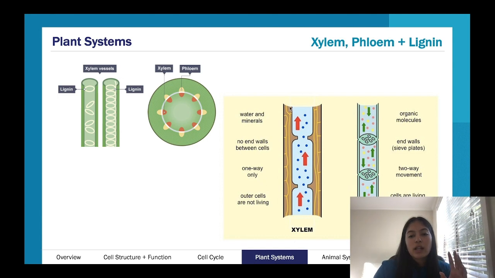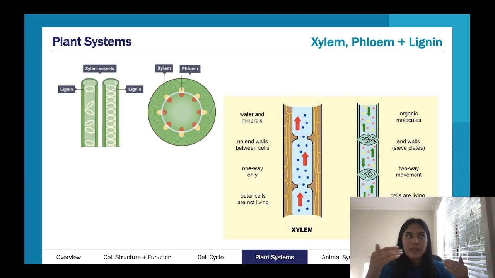With our xylem as well, the outer cells are dead, so they're not living. And that can make it a little bit more rigid as well. And that just enables the water to draw through. We can see it's one way, which we discussed. And there's no sieve plate that we can see here.